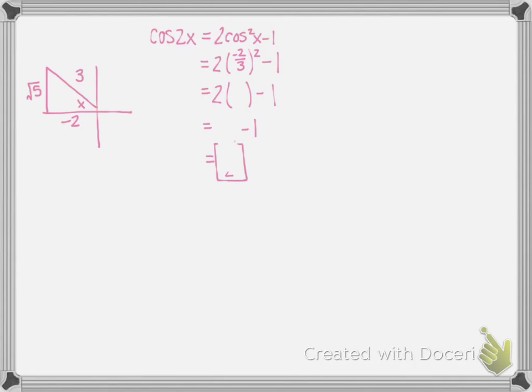Okay, so what's negative 2/3 squared? It's 4 over 9. Then what do I have? Then you have 2 times 4 over 9, which is 8 over 9. What's 8/9 minus 1? Negative 1 over 9.